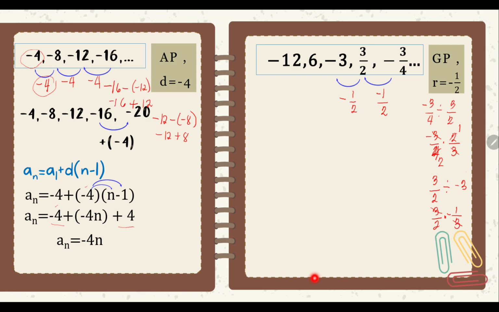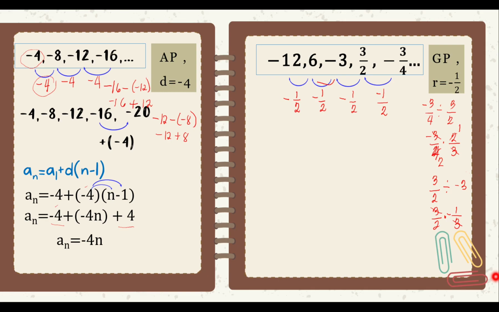And moving on, you have negative 3 divided by 6. And that would still be equivalent to a negative 1 half. And likewise, you have here 6 divided by negative 12. Positive divided by negative is negative. And 6/12 is actually written also as 1 half. So thus, we have here a common ratio which is equivalent to negative 1 half.